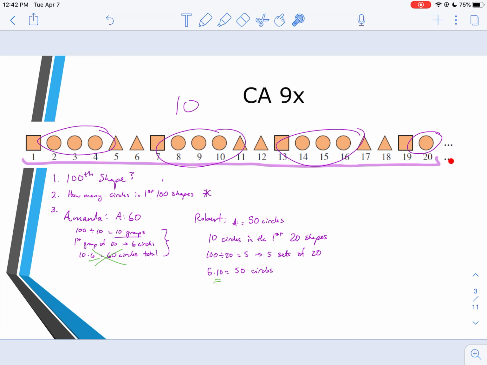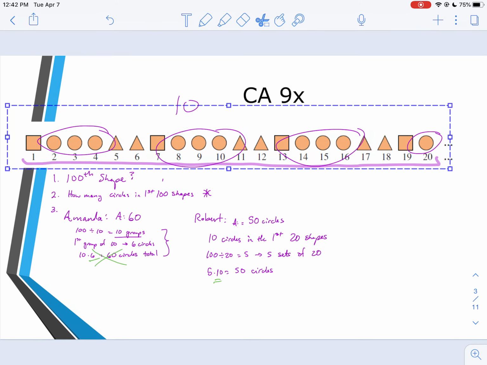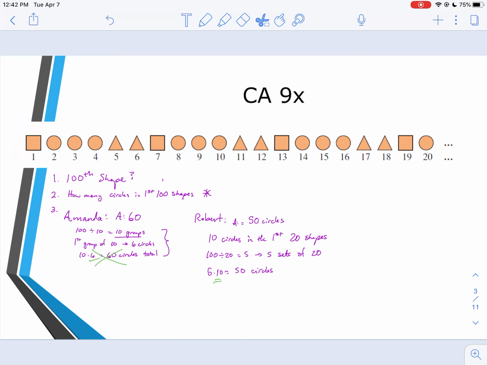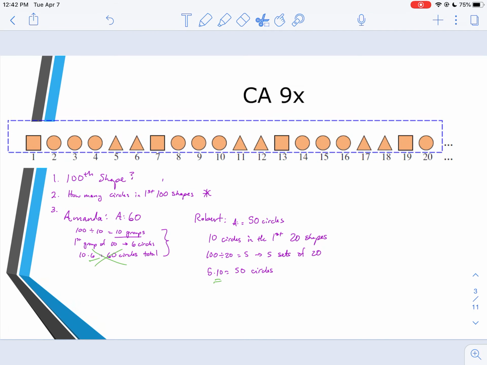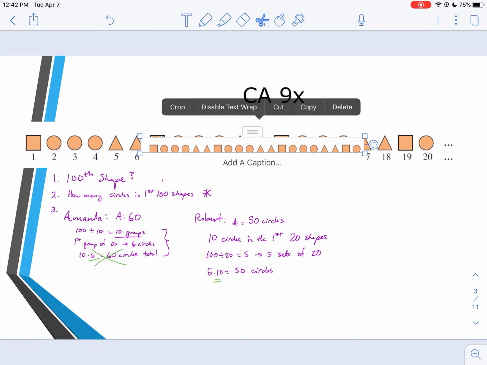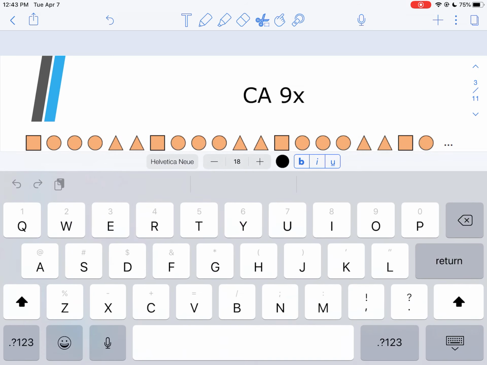So I'm seeing that this next set of 20, 21 won't start with a square. 21's actually going to start with circles. So let's see if we can think this through and see if Robert's thinking will work or not. So I'm going to try something here. I don't know if it will let me copy the shapes. Oh, good, it did.